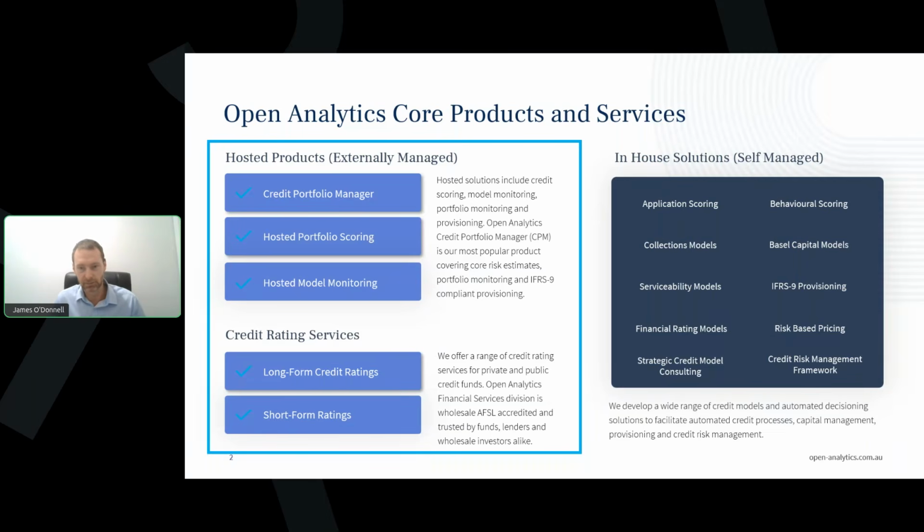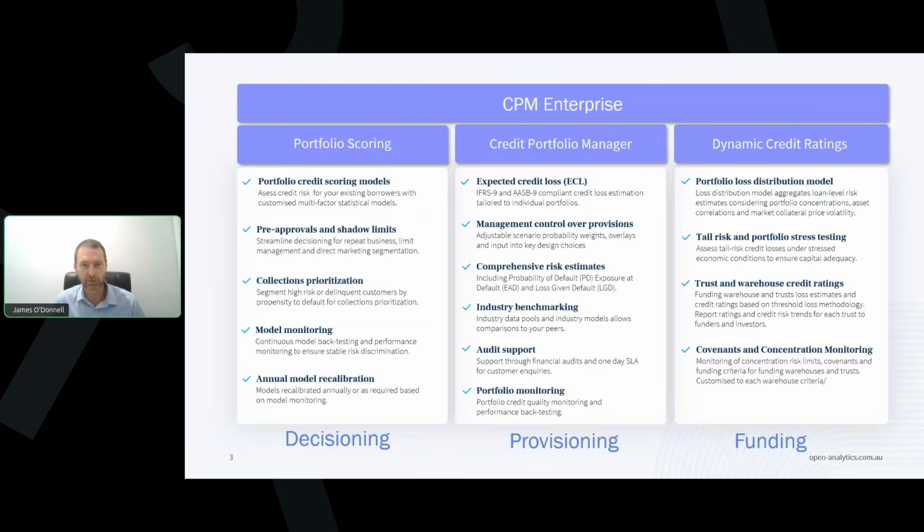The lender will then manage and operate the model ongoing. But for several years now, we've branched out into a hosted model service. For that service, we not only build the model, but we also operate and manage the models on an ongoing basis. So today we're really talking about that world. And as I mentioned, the Credit Portfolio Manager Enterprise, or CPM Enterprise, combines three separate products that talk to each other and work together quite well.